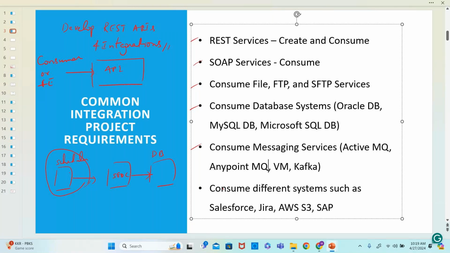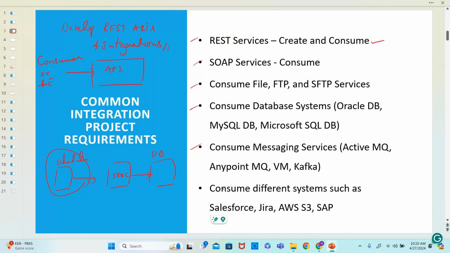For that reason, I'm trying to condense all the topics, okay, which are widely used in the projects, and these are the topics. And in REST services also, if you observe, we have to create REST APIs and we have to consume other REST APIs also. Both should be widely used. Okay, both will be widely used. I'm telling REST services, create REST services and consume REST services.